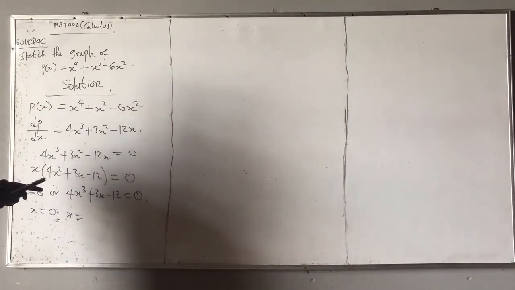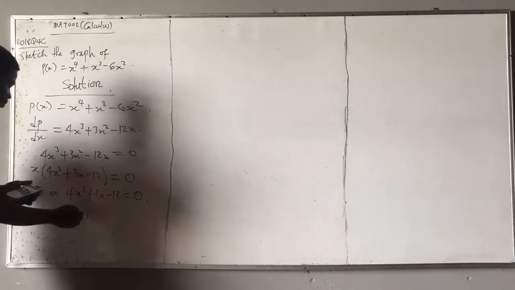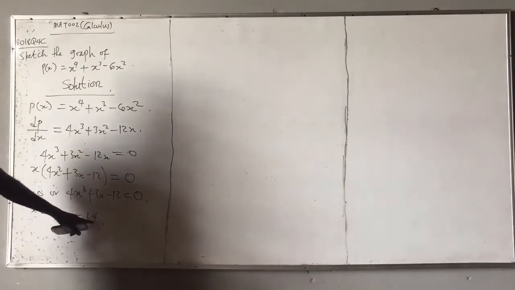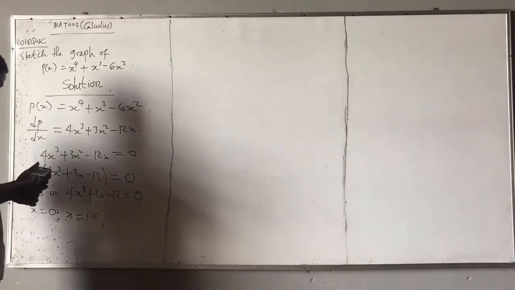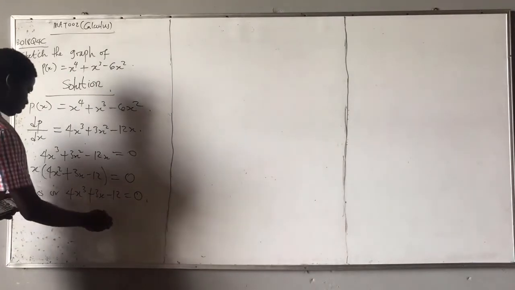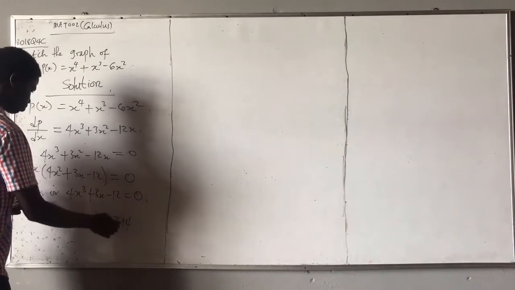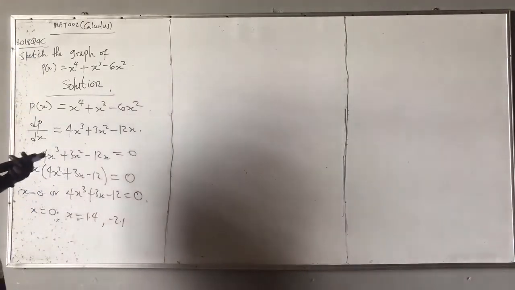So you have a 4, 3, minus 12. So the first answer is 1.397 something, but I will round off to 1.4. That means if I put 1.4 inside this, I will get 0. Now the second answer is minus 2.14, minus 2.1. That's what I want to do. Now, do you get that?